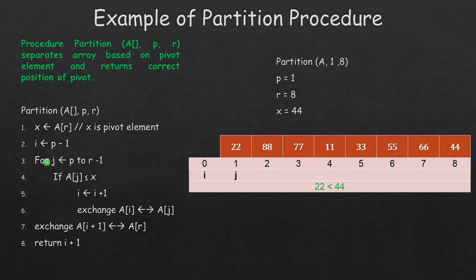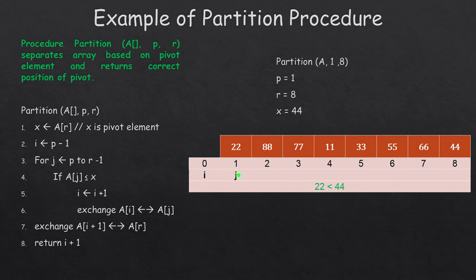Next I have a for loop. The for loop will iterate for j values p to r minus 1. That is, when j equals 1 to 7, this for loop will execute. p to r minus 1; r minus 1 is 8 minus 1, that is 7. So this for loop will execute for j values 1 to 7.